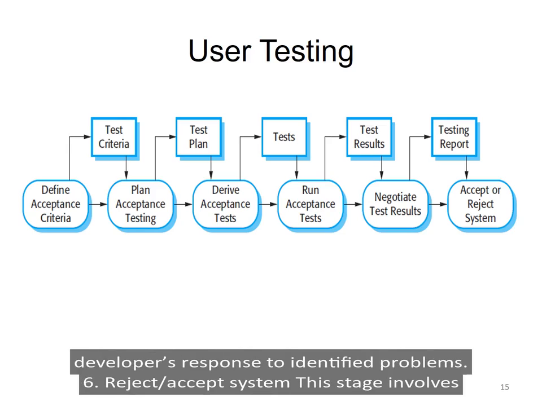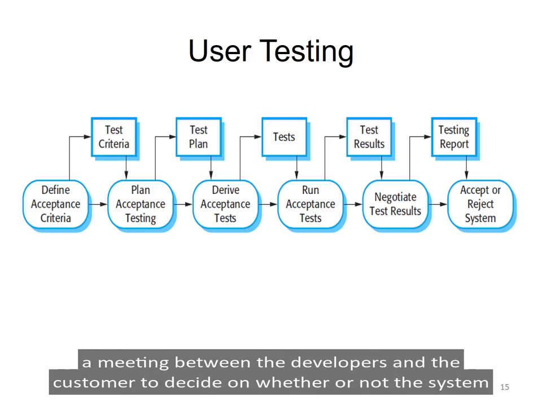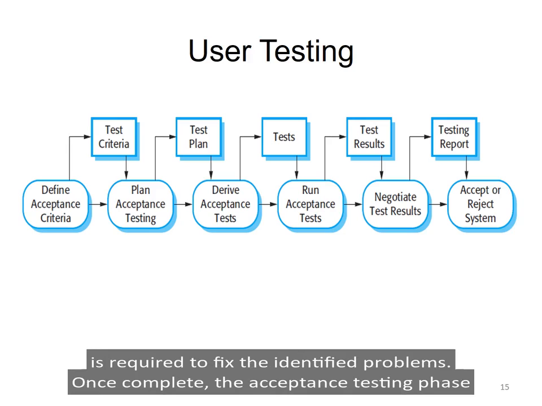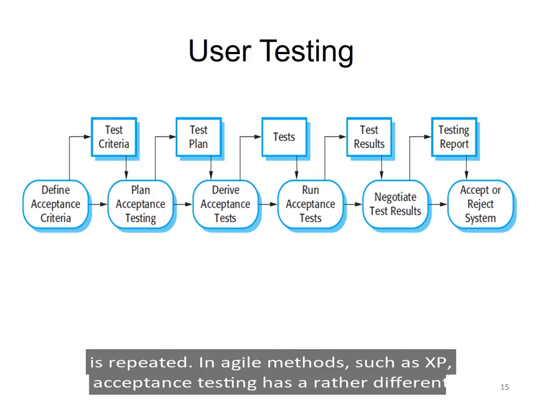Number 6, reject or accept the system. This stage involves a meeting between the developers and the customer to decide on whether or not the system should be accepted. If the system is not good enough for use, then further development is required to fix the identified problems. Once complete, the acceptance testing phase is repeated.